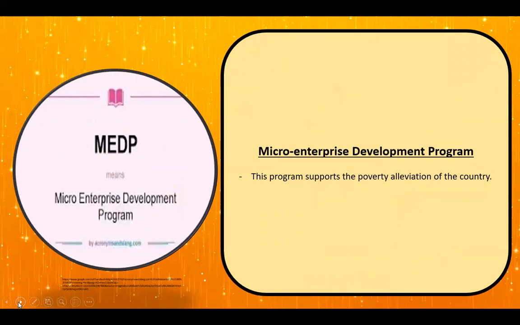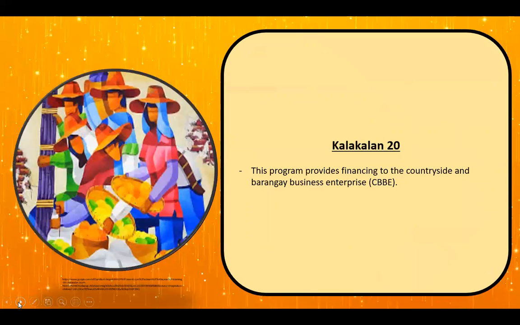Next, we also have the Micro Enterprise Development Program. This program supports the poverty alleviation of the country. It provides financial assistance and develops capabilities and livelihood. We also have the Kalakalan 20. This provides financing to the countrysides and barangay business enterprise. So the requirements are the following.